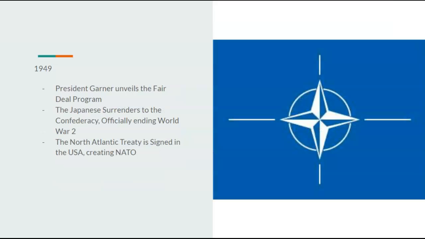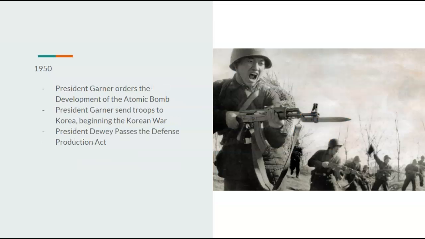In 1949, President Garner unveils the Fair Deal Program. Also, the Japanese surrender to the Confederacy, officially ending World War II. So, Operation Downfall, if I'm getting the name correct, took a little longer than it did in real time. And the North Atlantic Treaty is signed within the Union States of America, creating NATO.